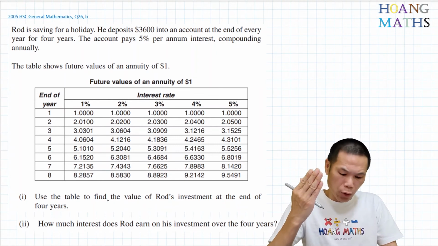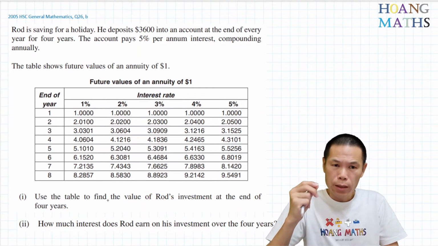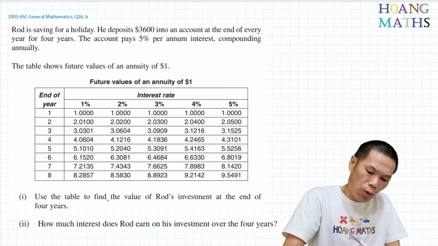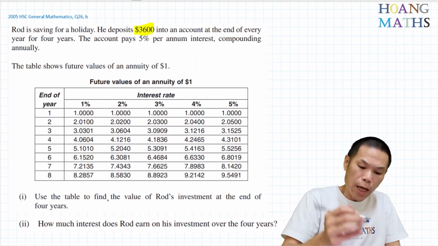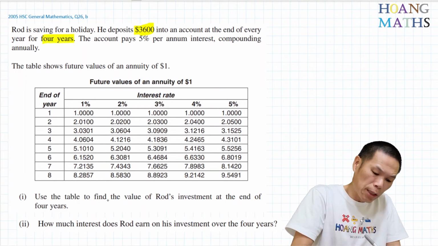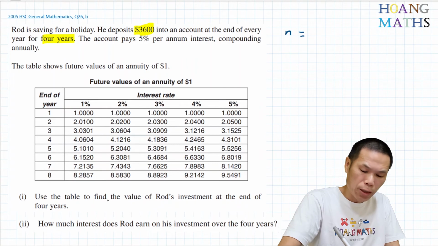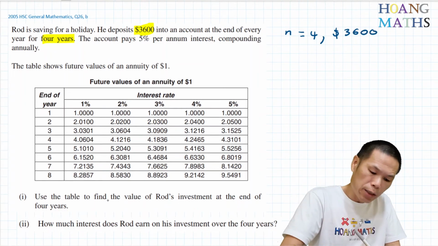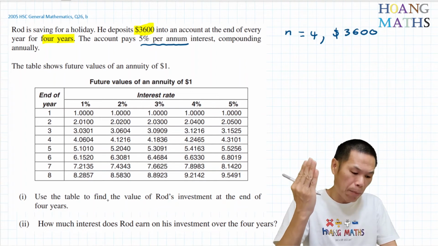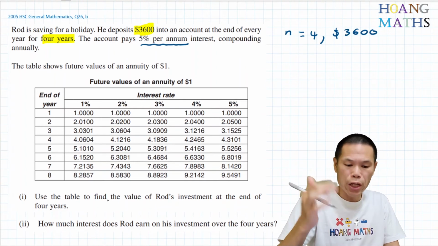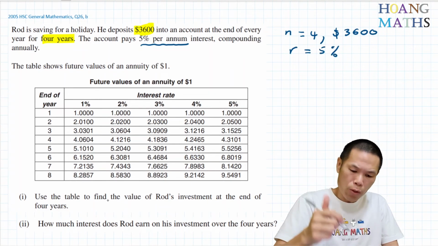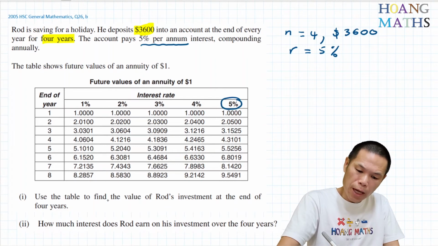So first one. We need to use the table to work out the future value for the investment. We know that the regular contribution is $3,600 at the end of every year for 4 years. So N is equal to 4, and the regular payment is $3,600. The interest rate is 5% per annum, compounded yearly, so we do not have to change anything. R stays the same, 5% per year. So R is 5 and N is 4.